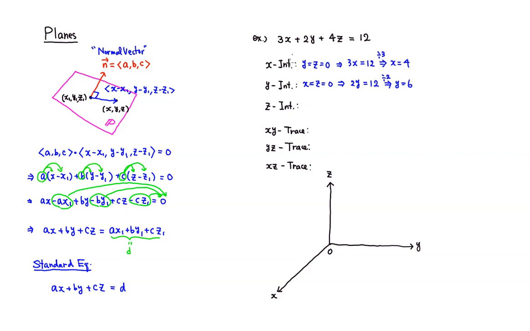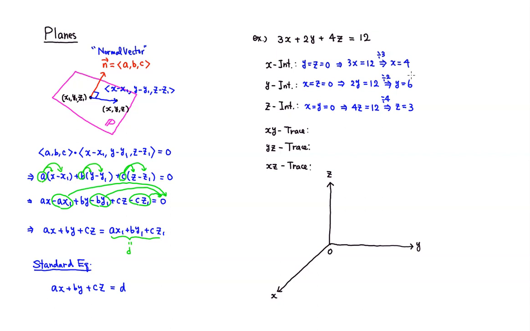All right, and for the z-intercept, we're going to set x and y equal to 0. So the first term and the second term are 0, and you have 4z is equal to 12. So we divide through by 4, and we get z to be 3. Right? So we got all three intercepts.